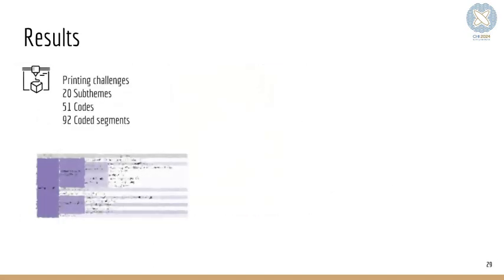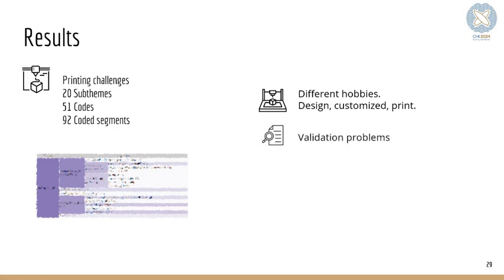The printing challenges theme included 92 code segments with 51 codes grouped in 20 subthemes. Participants mentioned that fabricating is a multi-part hobby that can be split into 3 different hobbies: design, customization of the printer, and the printing process itself. Most of the participants said that there is no way to validate that the design will fulfill the requirements once it's printed. There are many variables involved, such as the materials, configurations and quality of the printer, and even the ambient temperature. This forces users to do test prints to validate results before printing the final result.